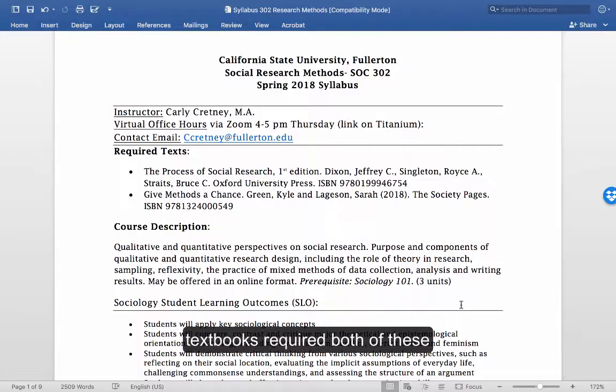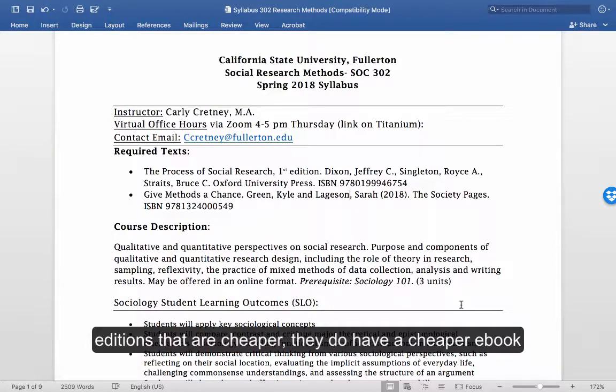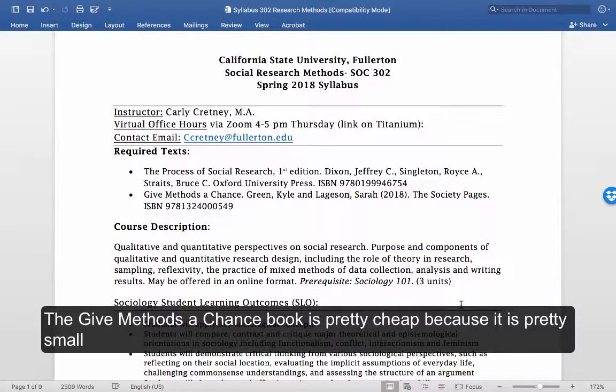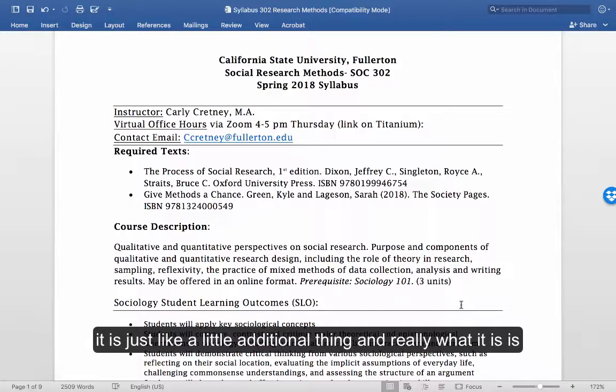All right, and then textbooks required. Both of these guys. Process of social research is kind of new, so that's a pain. It's harder to get editions that are cheaper. They do have a cheaper ebook edition if you're cool with reading it that way. And the Give Methods a Chance book is pretty cheap because it's pretty small. It's just like a little additional thing.